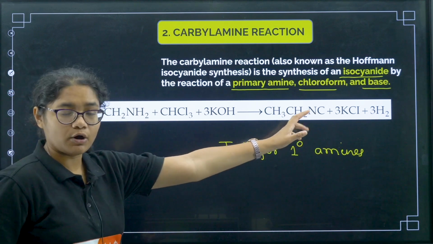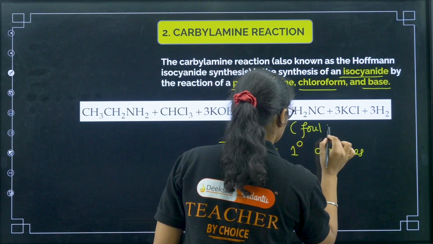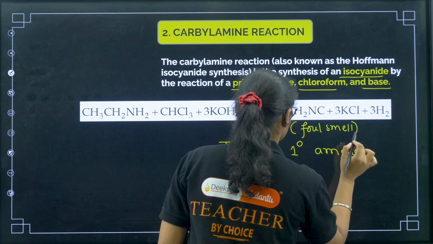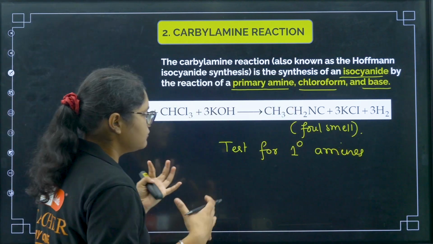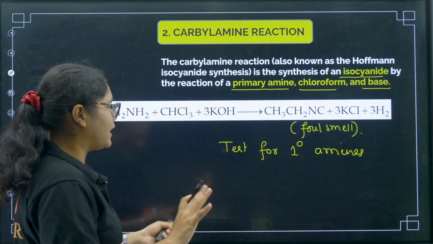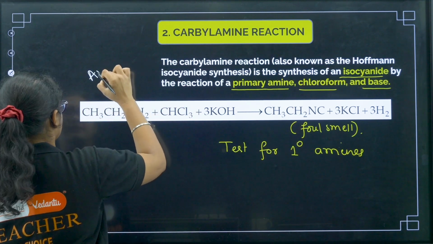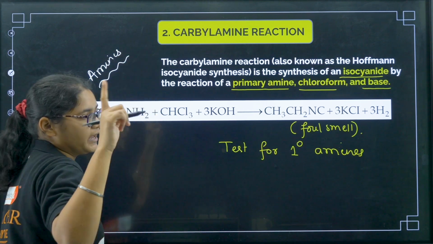Now this is done. You can see NC, how do we test that? This isocyanate has a foul smell. Because of this foul smell we get to know that it is a primary amine, right? I hope all of you can guess this name reaction is from the chapter amines.